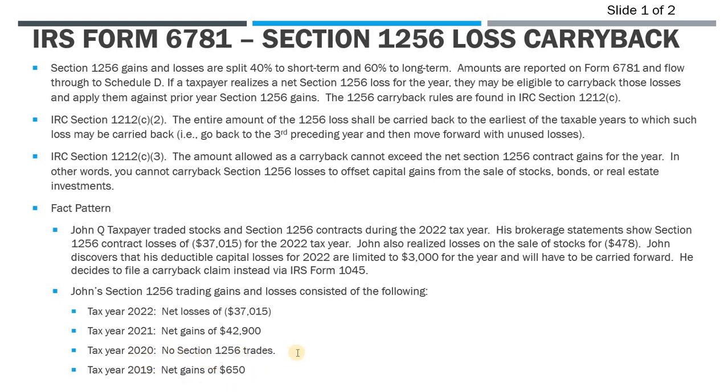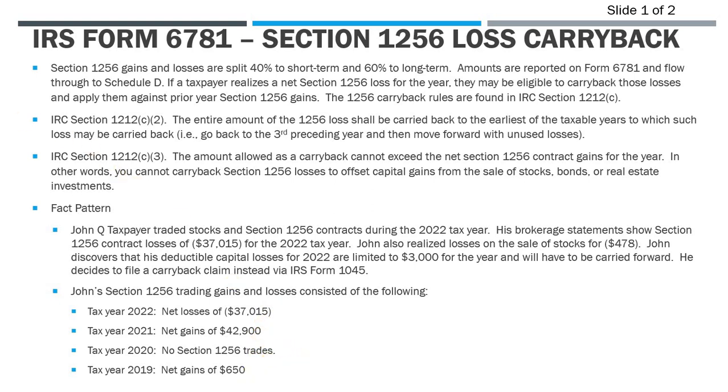In 2020, he didn't trade any contracts at all, right? So he had, let's say, no 1256 trades. In 2021, he had some large gains, $42,900, and then again in the current period, he took some losses. So he has $37,015 of losses, and he's going to want to carry this back to these prior years and try to get a refund.